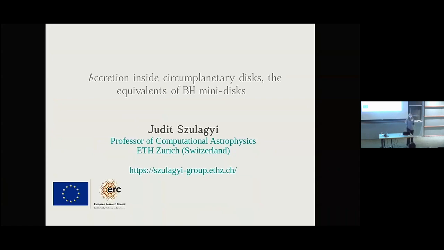We are working on disks, mainly in the planet formation context. But I'm going to give this talk in a way that I compare it with the disks that we talked about during this conference, the mini disks, for example, around black holes.